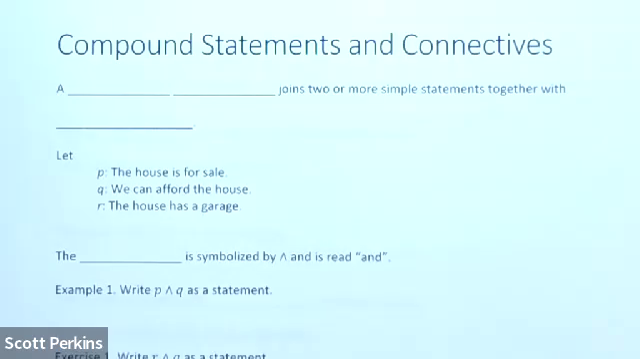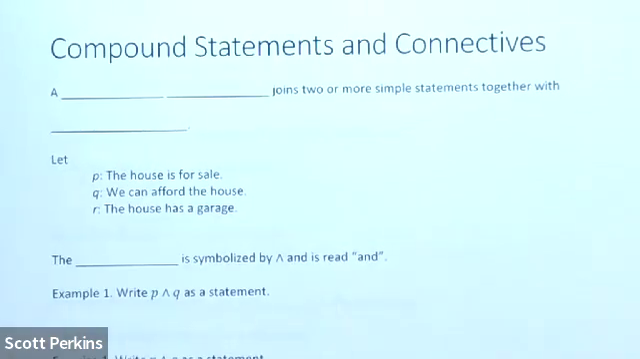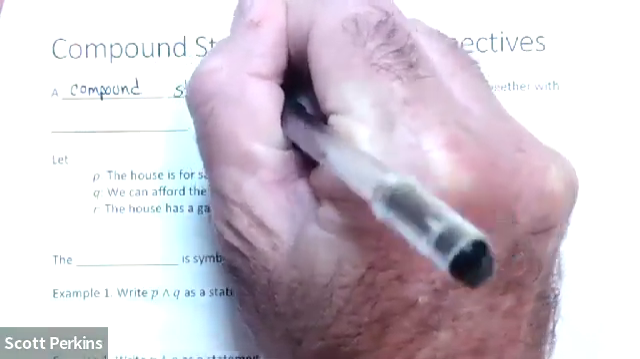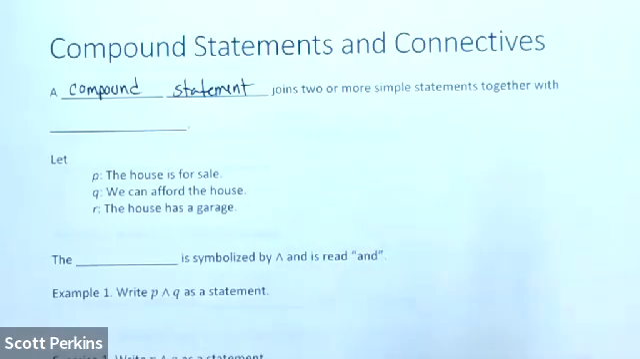All right, continuing our discussion of statements and connectives that we began in the previous section, this next section introduces what's called a compound statement. So if you remember the last section, everything we talked about was called a simple statement. A simple statement expresses one idea at a time. And so what a compound statement does, a compound statement joins two or more simple statements together with connectives.